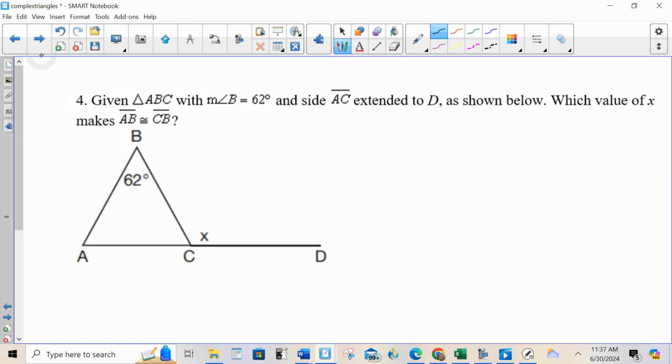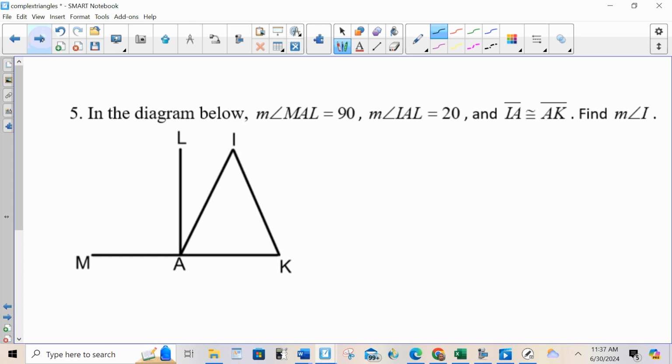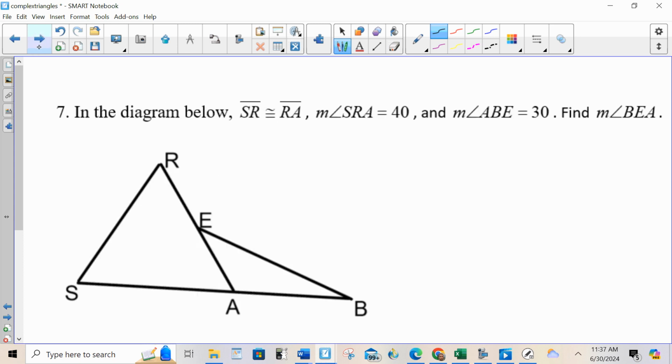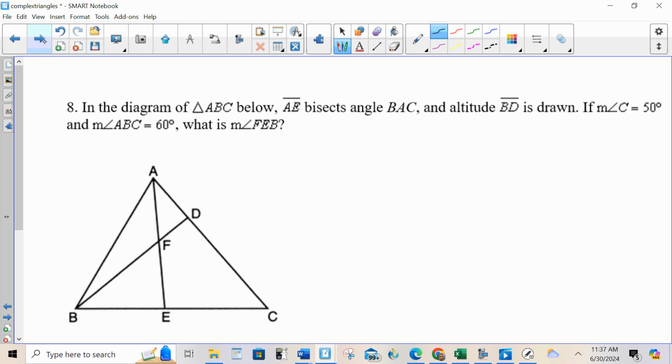Let's now skip ahead to number 8, where it says that AE bisects angle BAC. Well, if BAC is being bisected, that means that those two angles are going to be congruent. It says that angle C is 50.